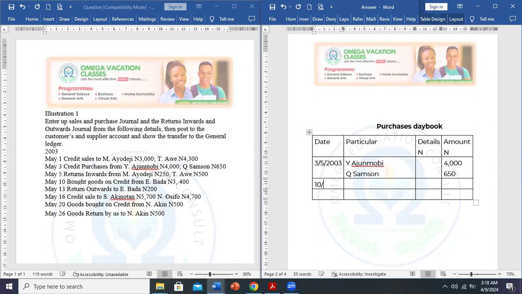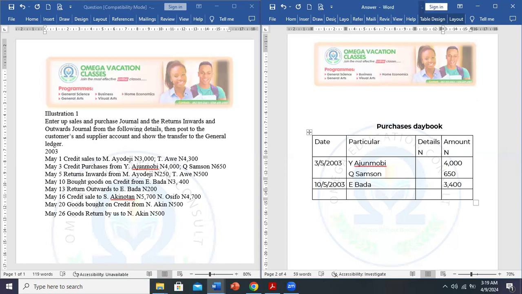On 10th of May 2003. Because we bought goods on credit. So this is purchase on credit. We purchase goods on credit from Ibadan. Okay. Now note that this transaction will first go into the day book. So don't even think about the ledgers for now. Keep the ledgers somewhere. We are only focusing on the day books, right? Or the journals. Okay. So 10th May, Ibadan. The amount is 3,400 naira.